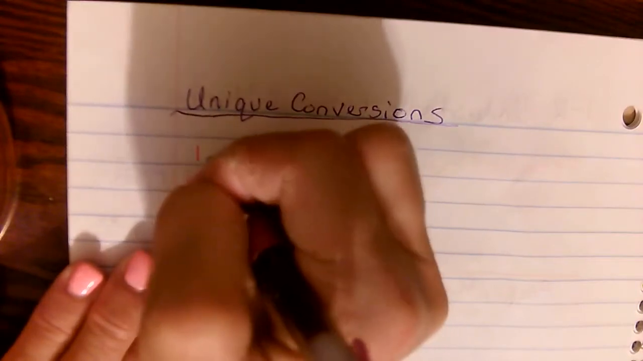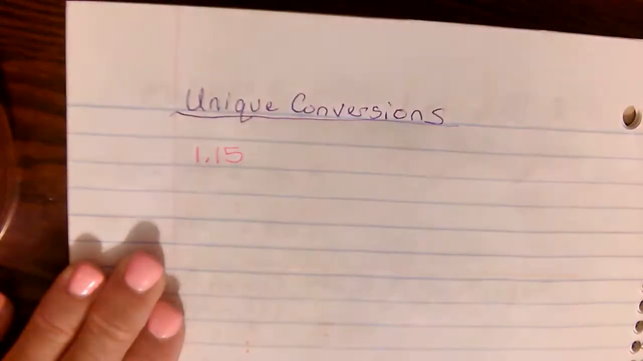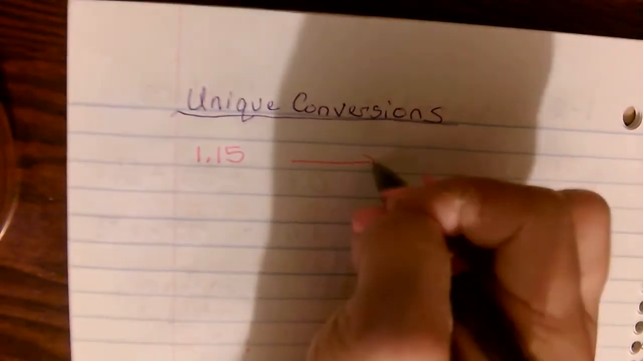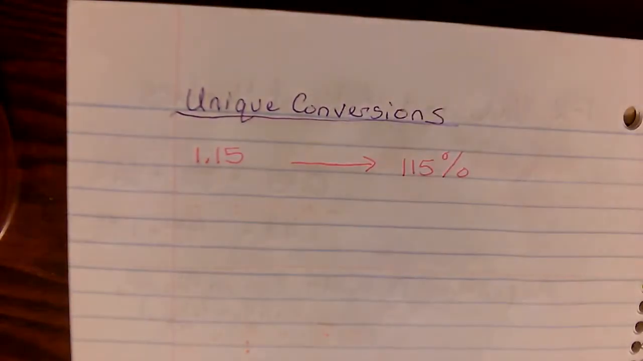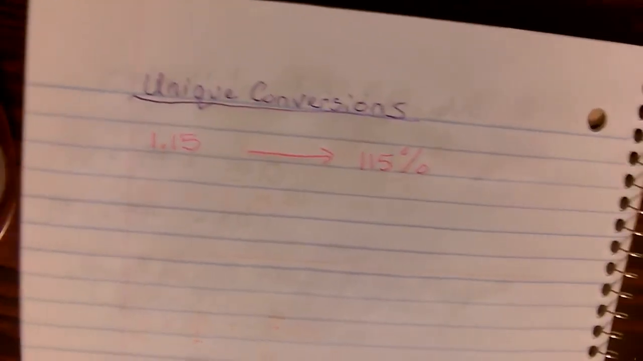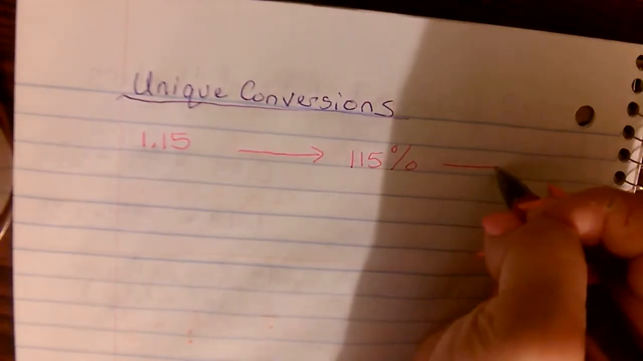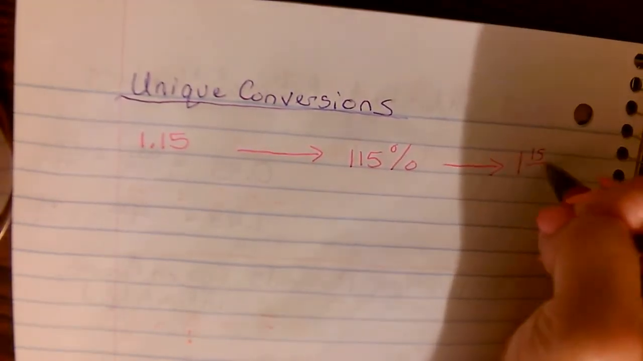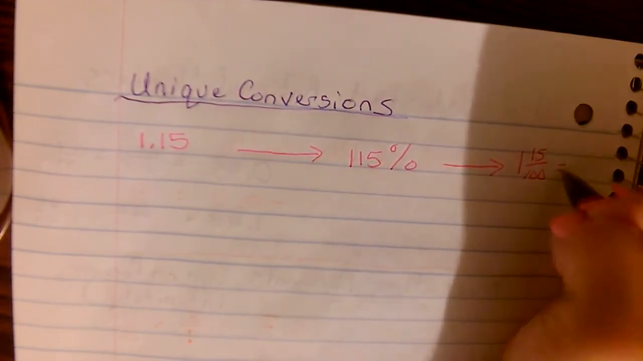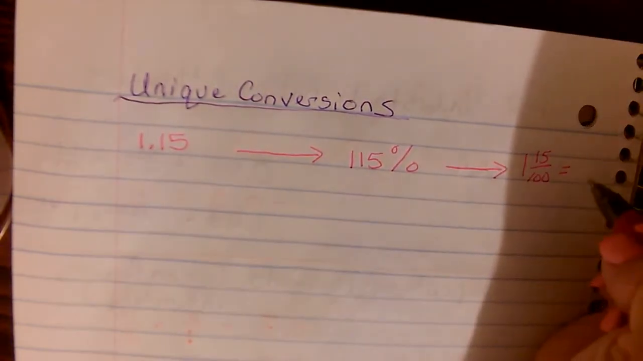First one we're going to do is 1.15. 1.15 as a percent, that's 115%. And as a fraction, it's 1 and 15 over 100, but it simplifies to 1 and 3/20.